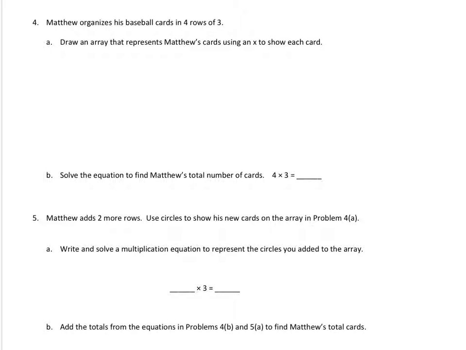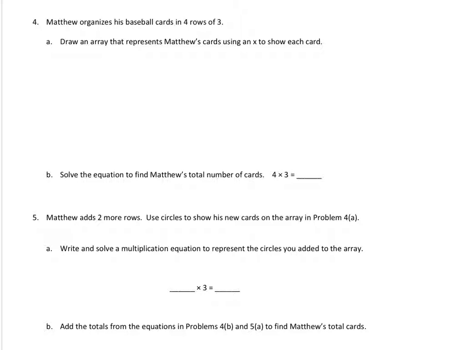Matthew organizes his baseball cards in 4 rows of 3. Draw an array that represents Matthew's cards using an X to show each card. Okay, so it's really important that we follow the directions on this one because you notice this problem has an A and a B. Okay, and all of the problems on this whole page are going to end up going together. Okay, so it's really important that we follow all of our directions. Let's draw our array.